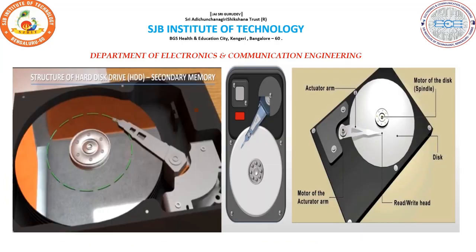This is the read or write head, which writes data on the disk or reads data from the disk. This is the read or write head, and this is the motor of the actuator arm, and this is the actuator arm, and this is the spindle where the disk is connected, and it is going to rotate. A small distance, in millimeters, is maintained from the disk to the read or write head.